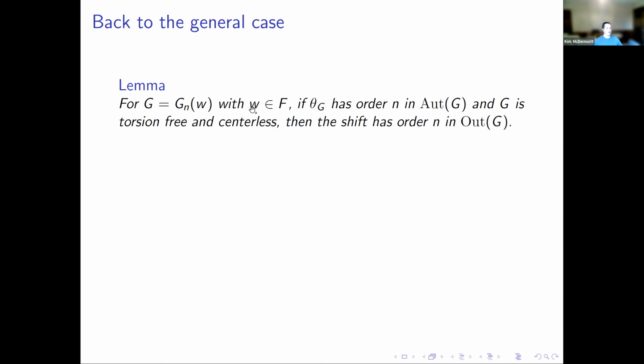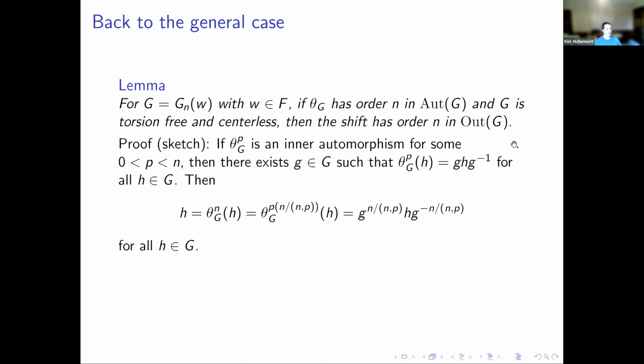So if that group here, now in general, not just the Fibonacci type, any word W in the free group, if it's got order n and you're torsion free and centerless, then the shift has order n in the outer automorphism group. And it's actually not too hard to show. If some power of the shift were an inner automorphism, then there'd be a conjugating element. So say theta to the p is G H G inverse for all H.